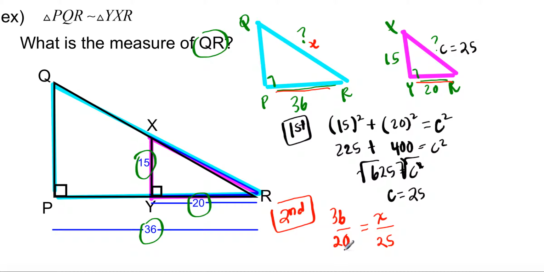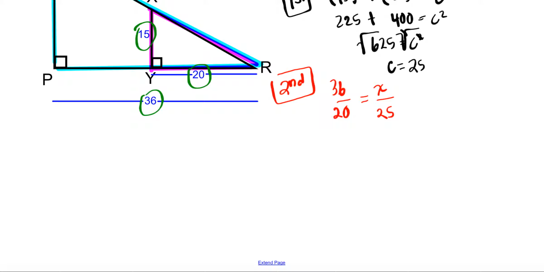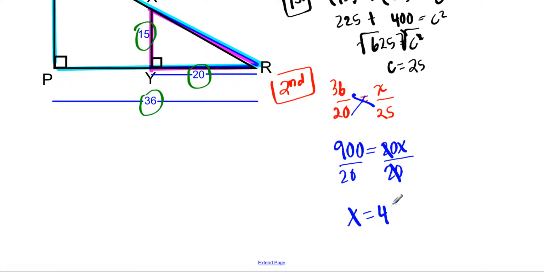So I did leg over other leg equals hypotenuse over other hypotenuse. Okay, notice everything in the top, 36 and x, that comes from the big blue triangle. 20 and 25, that comes from the little purple triangle. Everything's real matchy-matchy. All right, then we just cross multiply to solve. So that's going to be 25 times 36 is 900 equals 20 times x is 20x. Divide both sides by 20. 20's cancel, and x is equal to 45.